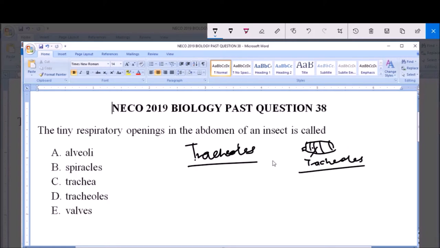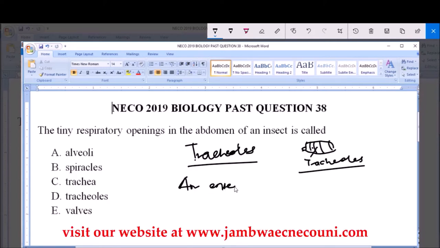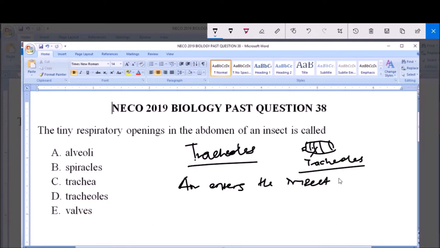Now, how do these tracheoles operate? Air enters into the insect, that is, the insect breathes air through the spiracles. So air enters into the insect through the spiracles. Then from the spiracles, the air goes into the trachea. So the trachea is actually the respiratory system of an insect.